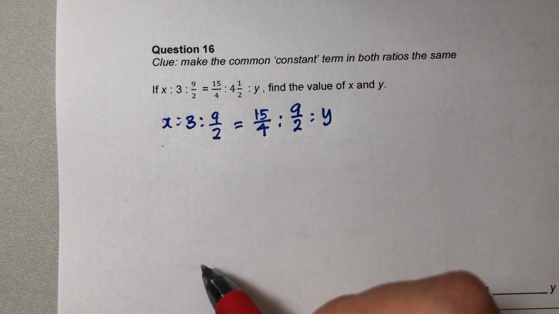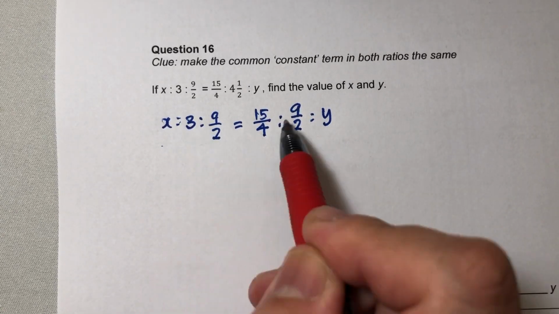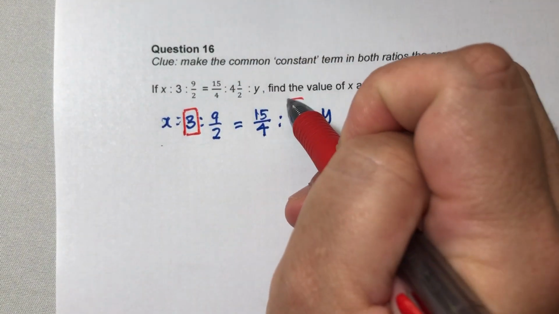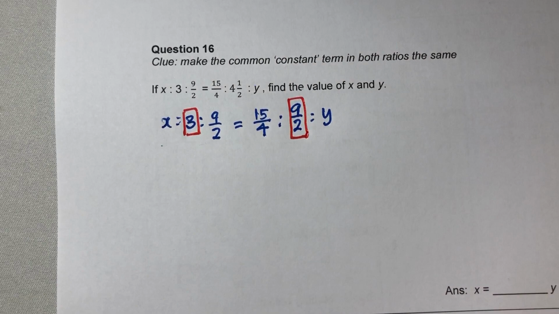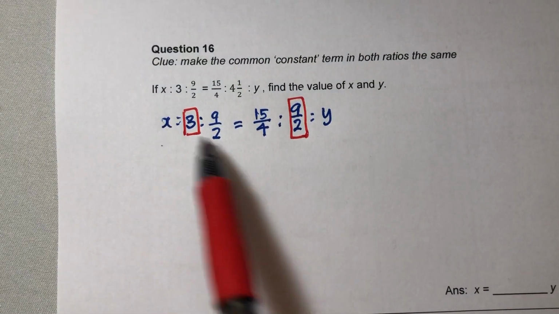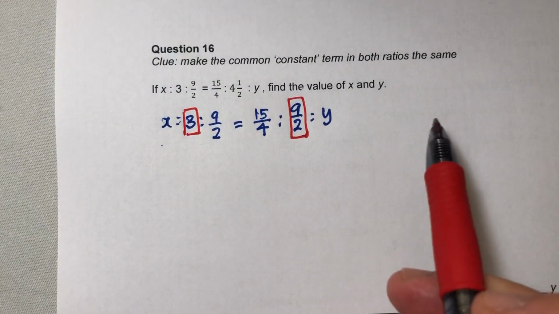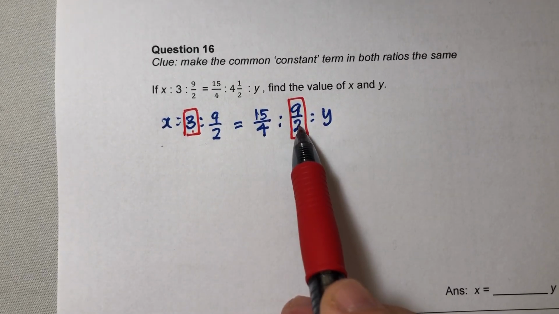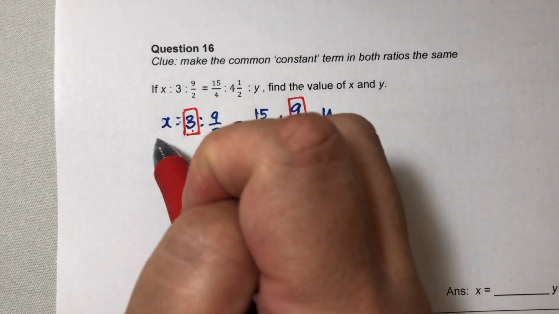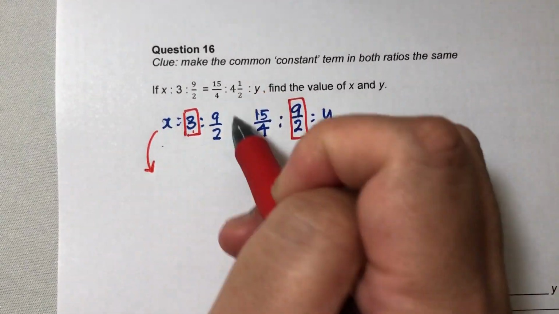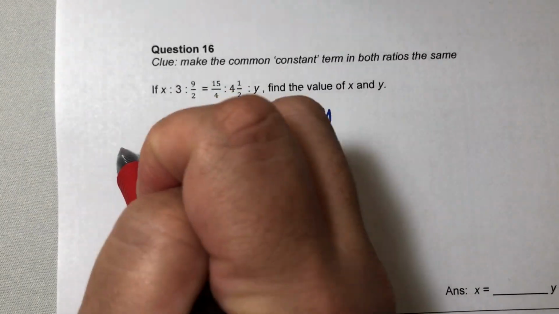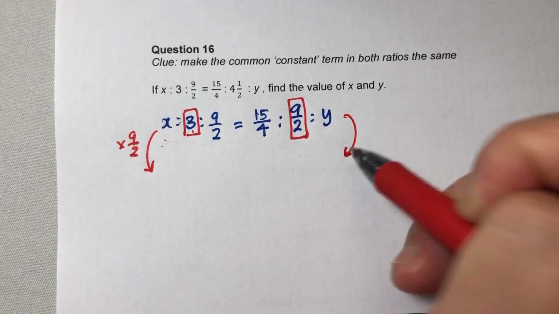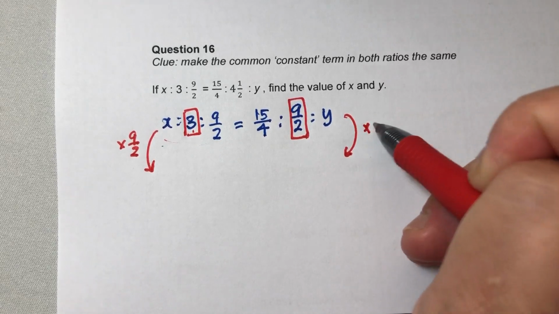And one way to solve the problem is to make use of the constant term in the middle. So here I have a 3, and here we have 9 out of 2. So one way is to make these two ratios the same. In other words, changing this into the same number. One way is we can multiply this side by the factor of 9 out of 2. Whereas over here, we can multiply by the factor of 3.